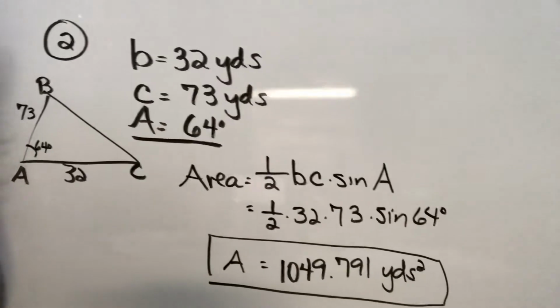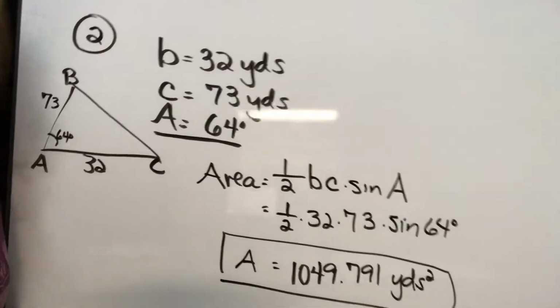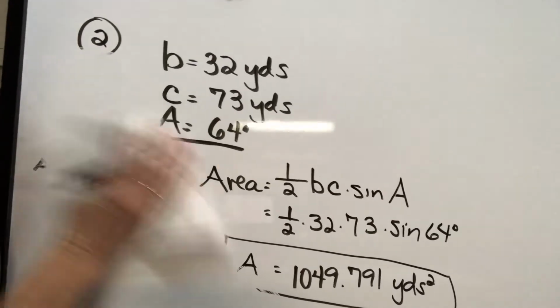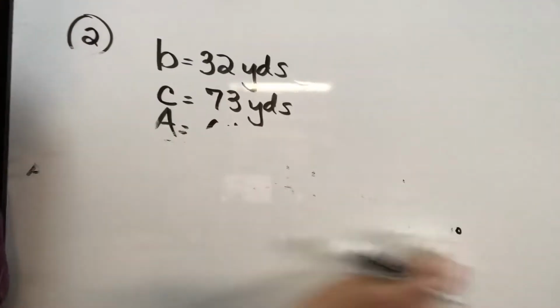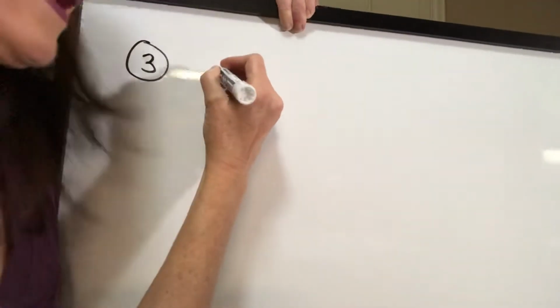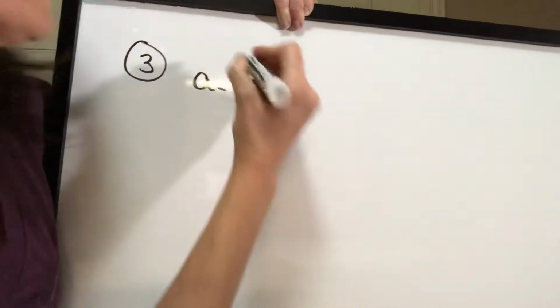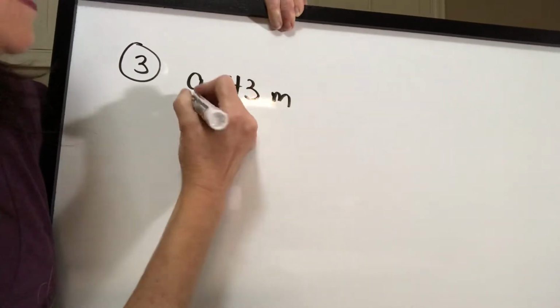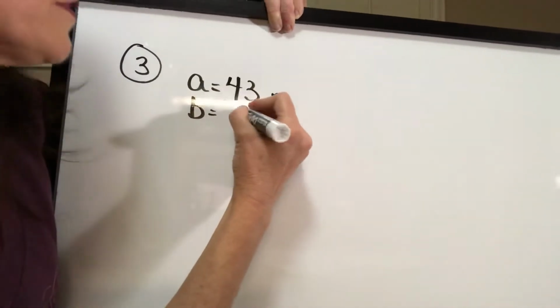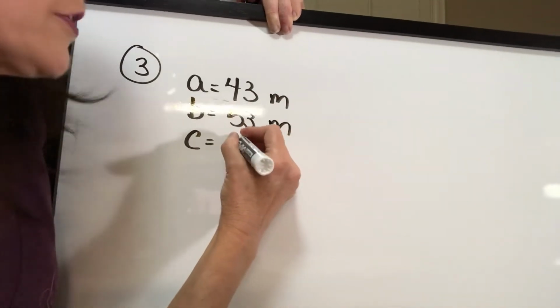And that's it. So as long as you have side angle side, this would be the method to use, which is very easy. The other thing we're going to look at is what to do if you are given 3 sides. So that would be similar to number 3. So notice here it says that A is 43 meters, B is 53 meters, and C is 72 meters.